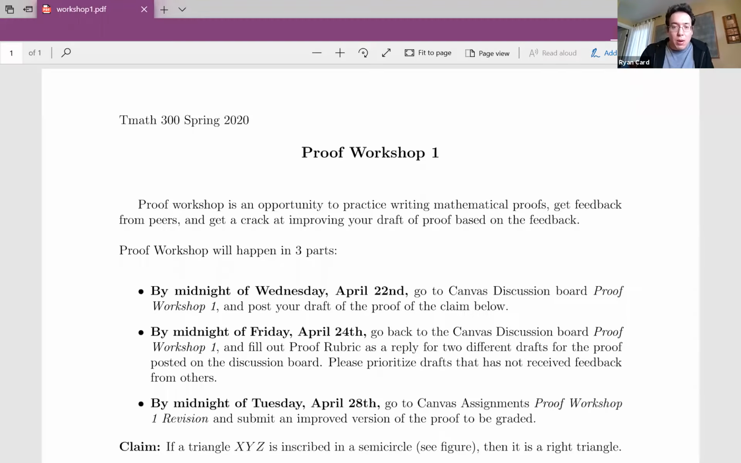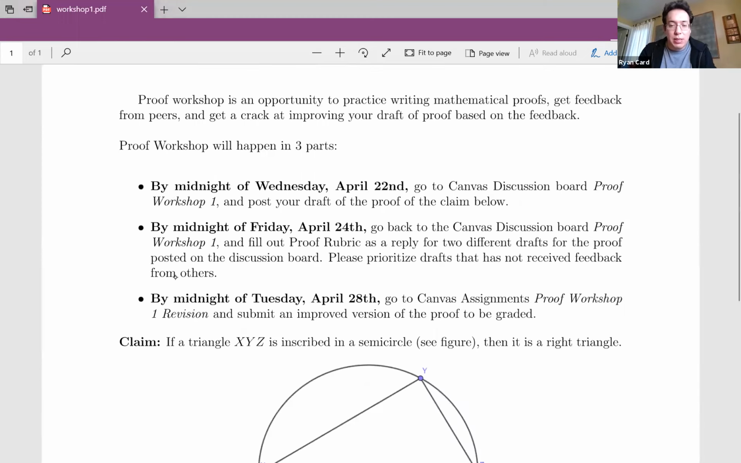So I've been brainstorming ways to make this doable on Canvas. And here's how we're gonna do it. So let me walk you through what I want you to do for this workshop. Instead of doing it all in the classroom all at once, it's gonna be broken into three different steps. Okay, so here's the PDF of the assignment description.